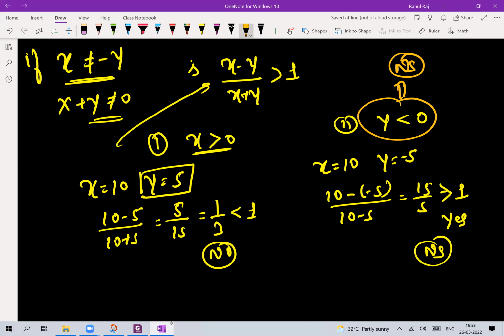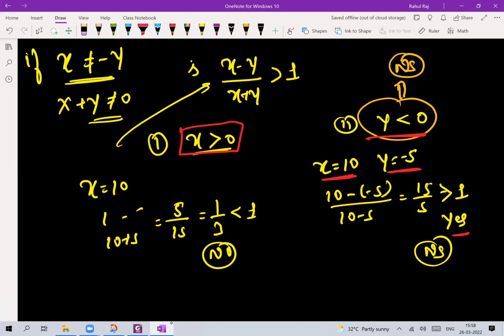Now we are going to combine it. So when you combine it, what do you exactly have here? X is greater than 0 and y is less than 0. Can I take this situation, x is equal to 10 and y is equal to minus 5? I have a yes situation, right? Agreed? Now please understand, how will you get a no situation?